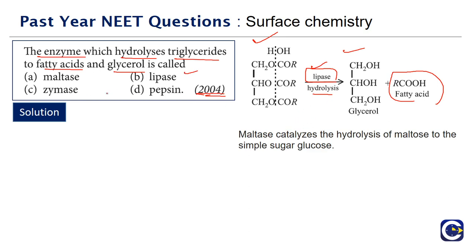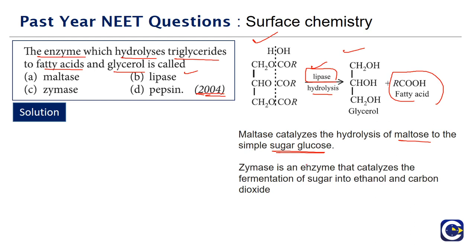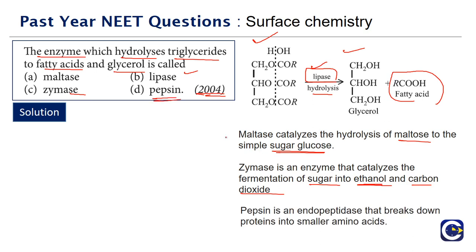Now if you look at the other options, we talked about maltase. Maltase basically catalyzes the hydrolysis of maltose into the simple sugar glucose, and zymase will be able to convert sugar into ethanol and carbon dioxide, breaking the sugar into smaller parts, and pepsin basically breaks down the proteins into smaller amino acids. So the correct enzyme is lipase.